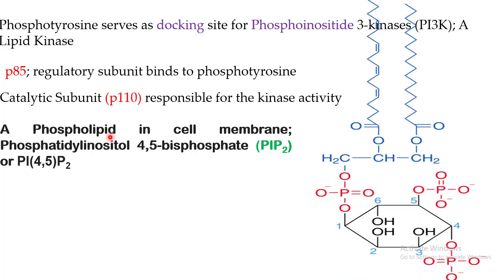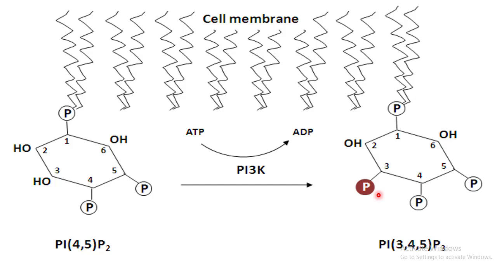Now, this is how the PIP2 looks. When you look at the structure of the PIP2, you have two phosphate groups, which will be much clearer in the next slide. Here we are talking about the cell membrane and the PIP2. The PIP2 has two phosphate groups, at position number 4 and position number 5, and therefore we call it bisphosphate. So this is phosphatidylinositol 4,5 bisphosphate. These are the positions of the phosphate groups. Bisphosphate means two phosphate groups.